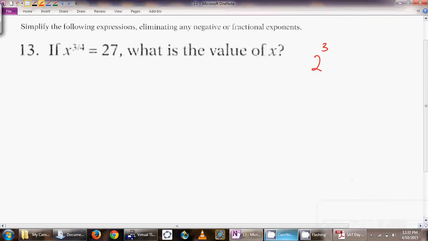Okay, last but not least, problems 13 through 15, and these are, I think, more difficult SAT problems, or at least require a different way of looking at it. We're solving for x here, and if we look at this, x to the 3/4 power equals 27. What's the value of x?